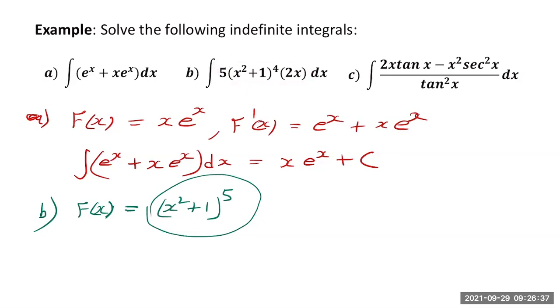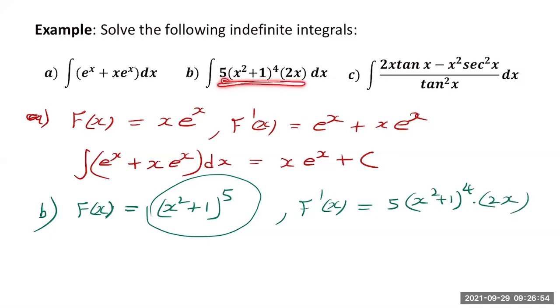Because if you apply the chain rule here, the derivative of uppercase F of x is 5 times x squared plus 1 to the power 4 times the derivative of the inside function, which is 2x. That's what you have here. That means this is an antiderivative of this function.